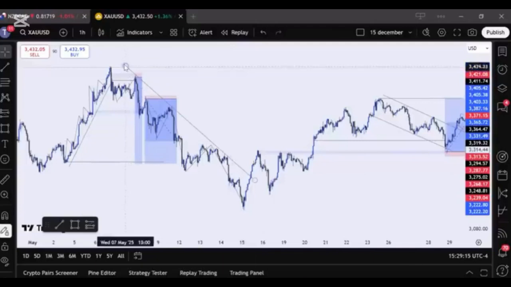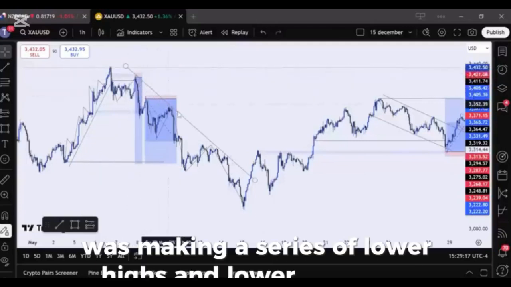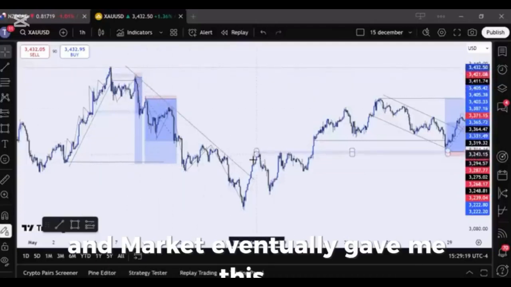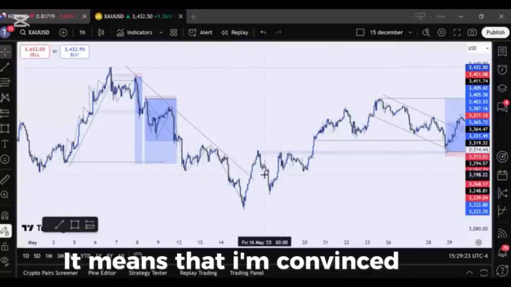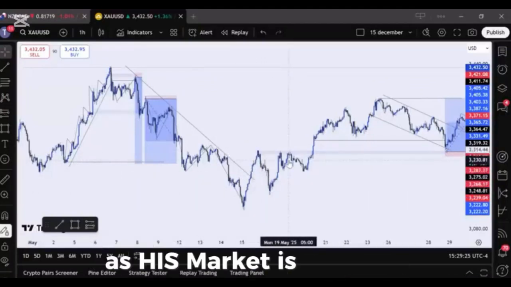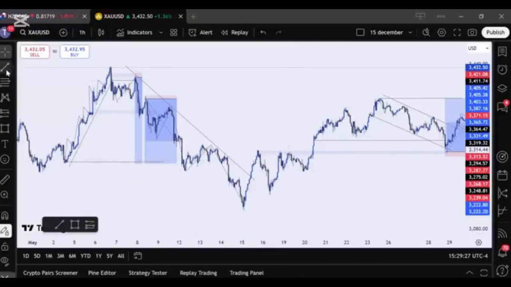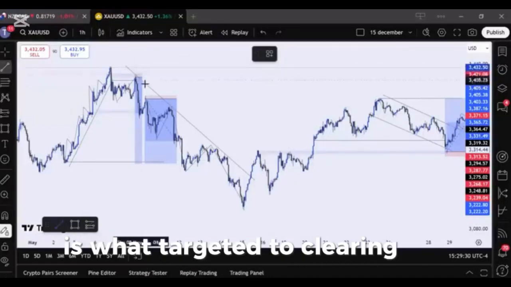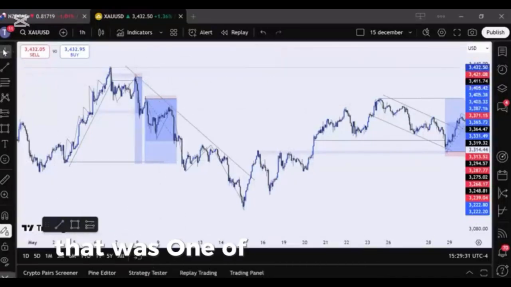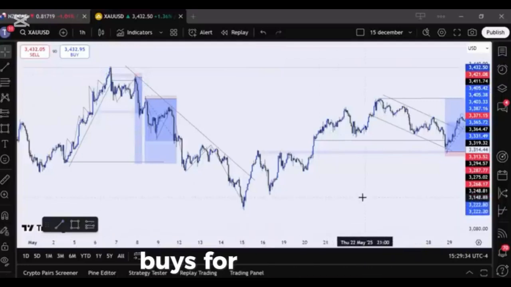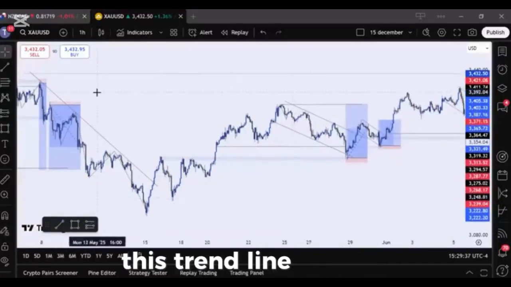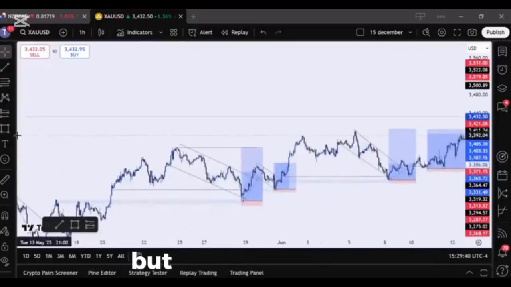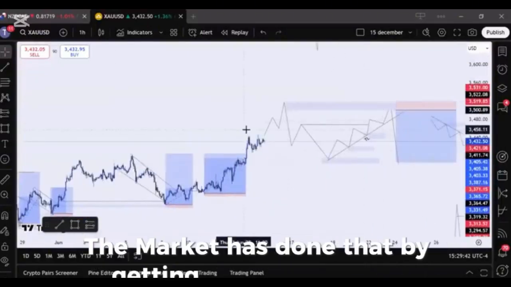So knowing that market was making a series of lower highs and lower lows here, and market eventually gave me this structure to the upside by taking out the last high, it means that I'm convinced that market is now reversing. As this market is reversing, my take profit level is targeted to clearing this trend line liquidity. That was one of the reasons I was convinced on taking buys for the long term. That was why every opportunity I saw, I kept looking for buys, because this trend line liquidity here had not yet been cleared. But I think eventually the market has done that by getting to this level here.